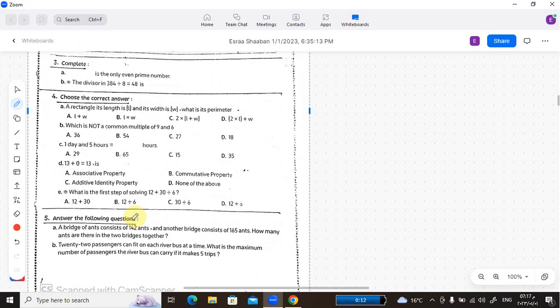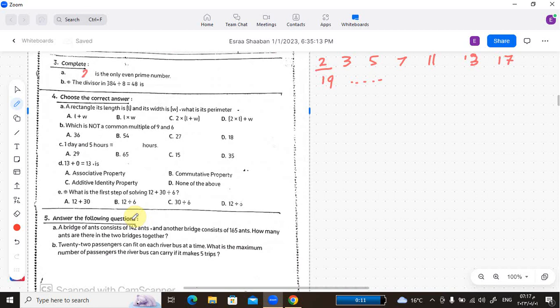Question number 3, complete. Letter A. Which number is the only even prime number? The prime numbers are 2, 3, 5, 7, 11, 13, 17, 19, and so on. Any prime number has 2 factors only: 1 and itself. The only prime number that is even is 2. The smallest odd prime number is 3. Okay? But here he said even, so it's 2.